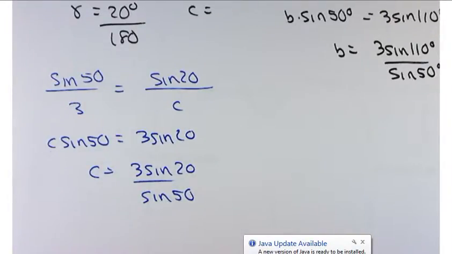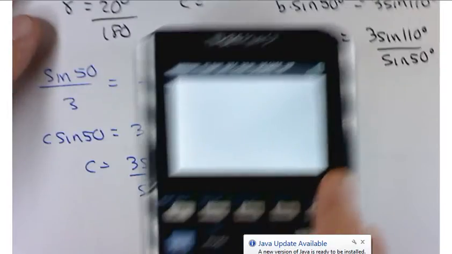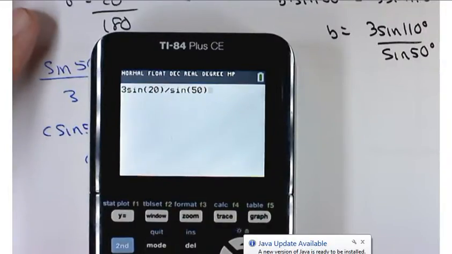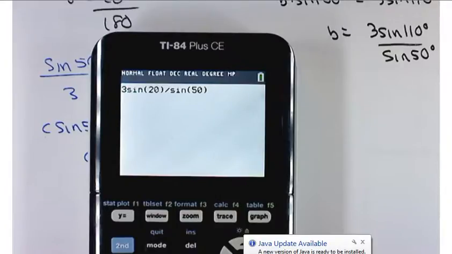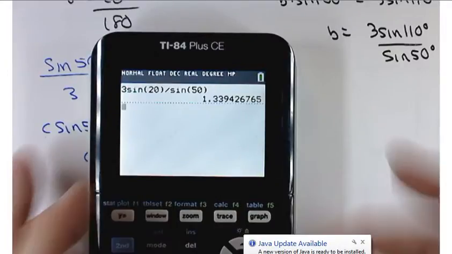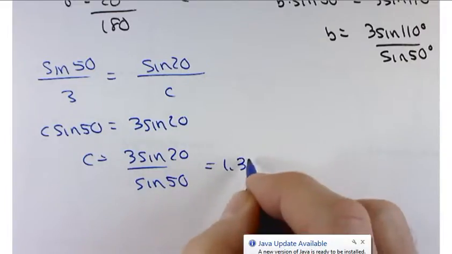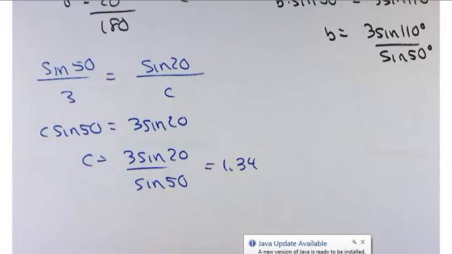Okay, so let's calculate that one. 3 sine of 20 divided by the sine of 50. What are you guys getting? 1.34. It's 1.339, etc., but yeah, thanks. Rounded off to 1.34. Cool.